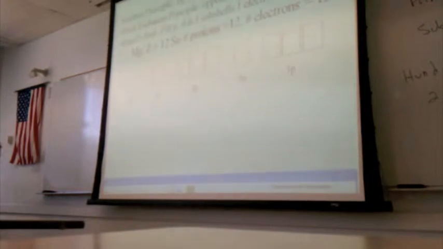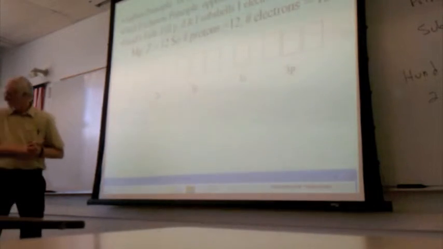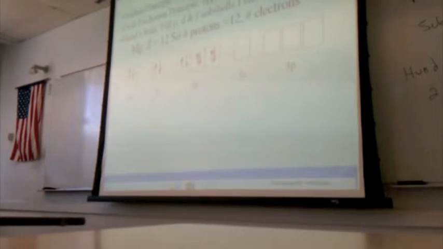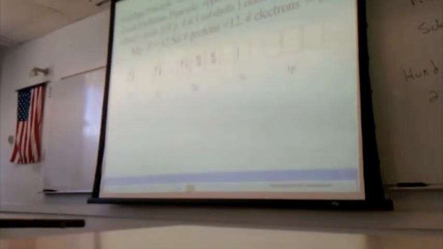All right, let's do magnesium. I've got to put all the electrons, right? Put 2 here, and I've got to do 2 here. And I've got to go across here. 1, 2, 3, 4, 5, 6. That gives me how many? 10? So the last 2 have to go right here.